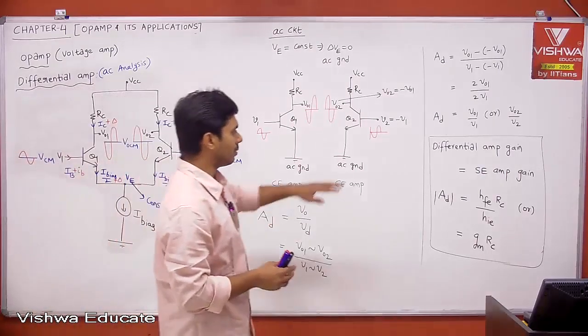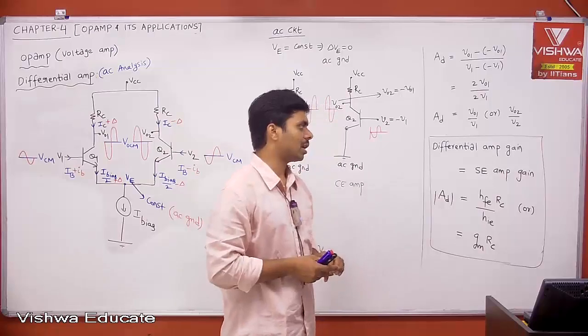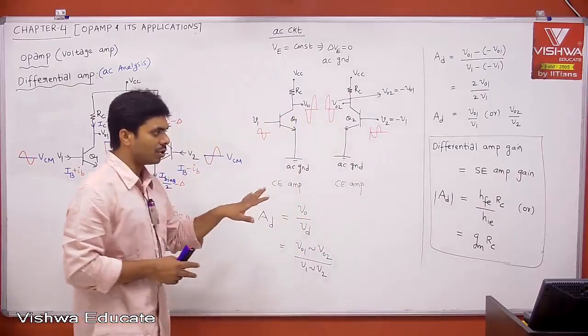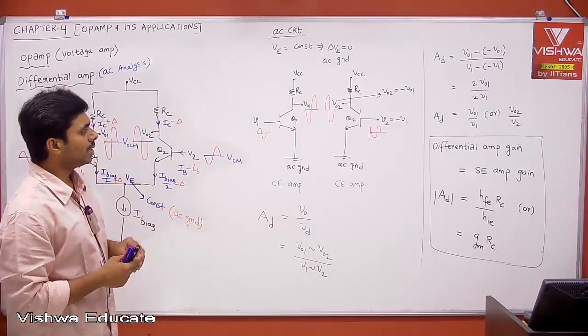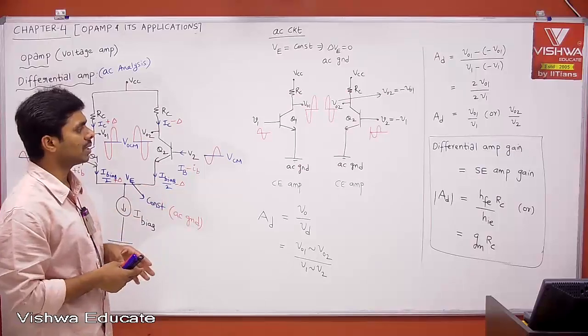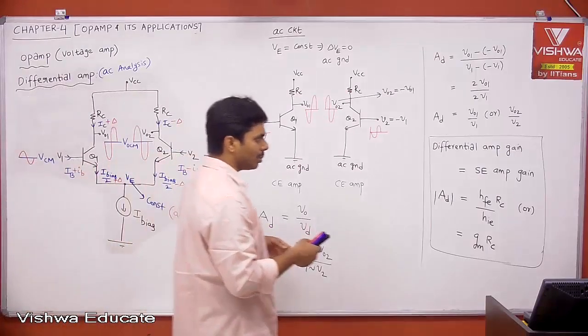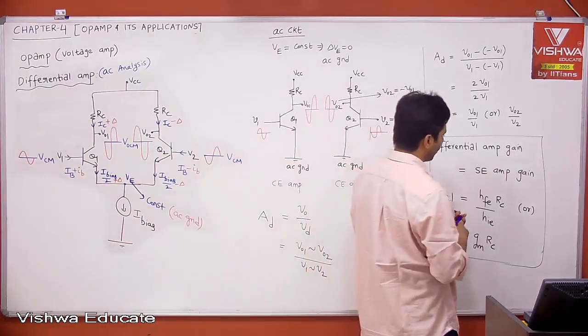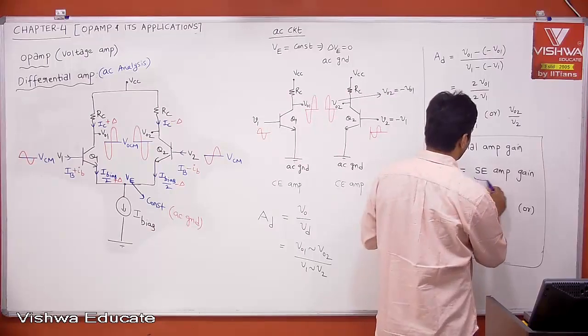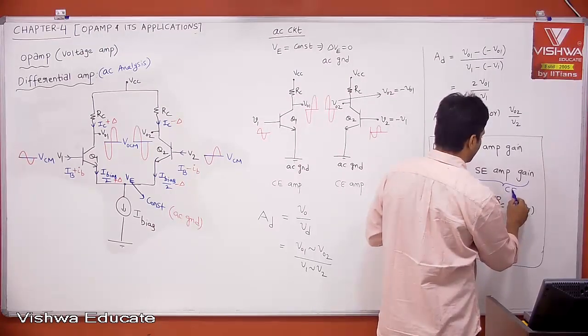Okay, saying that the differential amplifier gain is the same as your single-ended amplifier voltage gain. Okay, then no need to derive again, because once you know that differential amplifier gain is nothing but your single-ended amplifier. When I say single-ended amplifier, what do you mean by single-ended amplifier? CE amplifier. Therefore, when you say single-ended amplifier, this is CE amplifier.